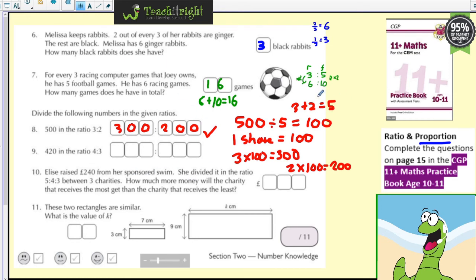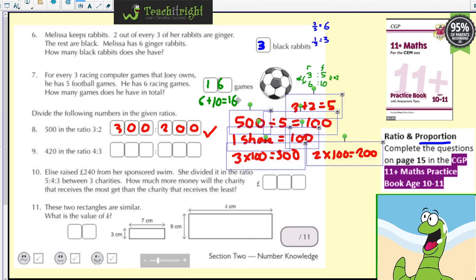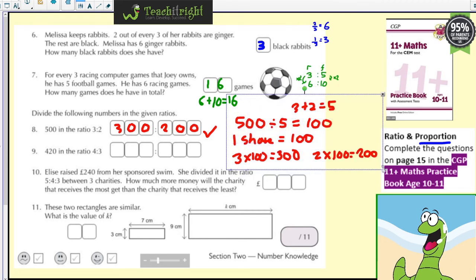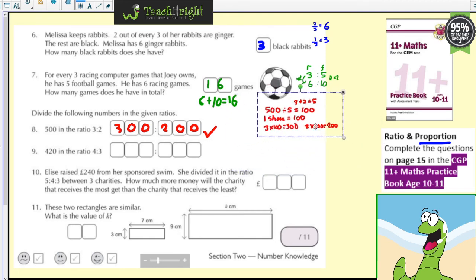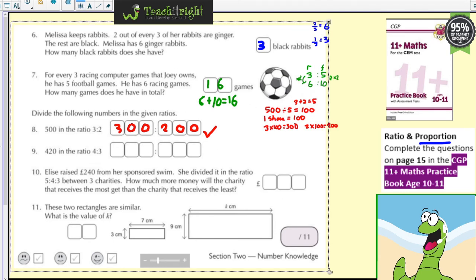So that is your method. So you add the ratios, divide the total by the ratios that you've added together. That gives you the value of 1 share, and then multiply that 1 share by the number. So I recommend, personally, I think that's probably even worth copying down. Let's see if I can now replicate it for number 9. If you didn't manage to get 8 and 9, maybe have a go now at 9 using that method and see how far you get.